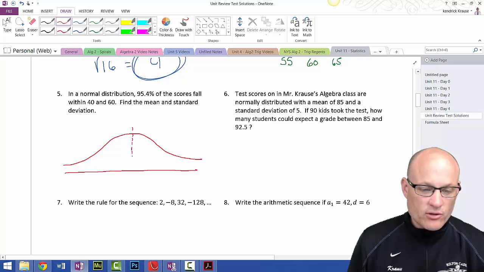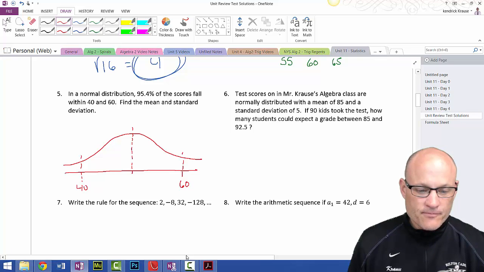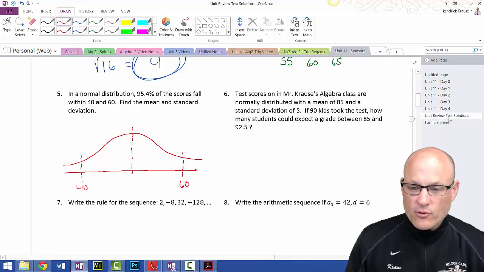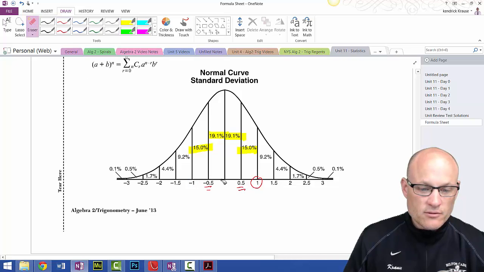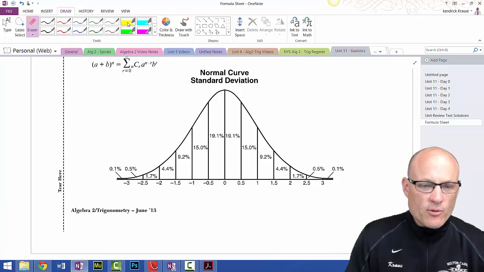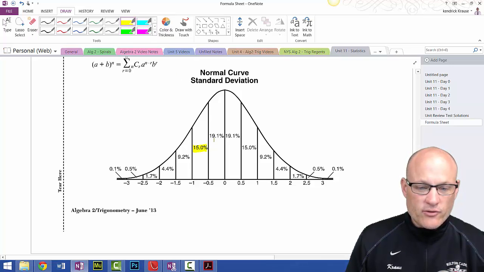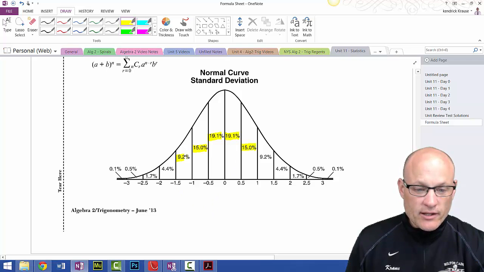95.4% of our scores fall between 40 and 60. So I go over to my formula sheet. Let's erase what's there. Just gonna keep marking this thing up. Now I know that when I add this plus this plus this plus this, I get 68.2. Well, then I'm going to add in a 9.2 and a 9.2.